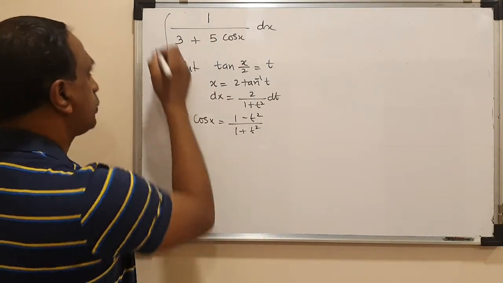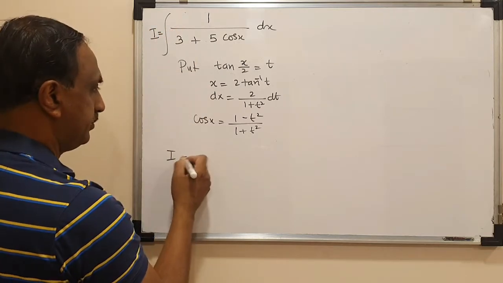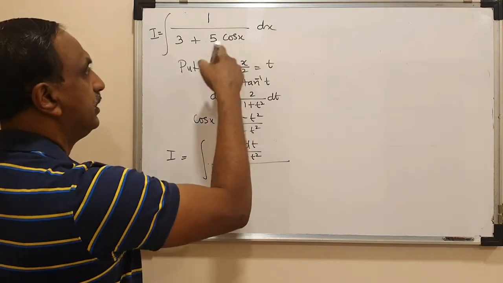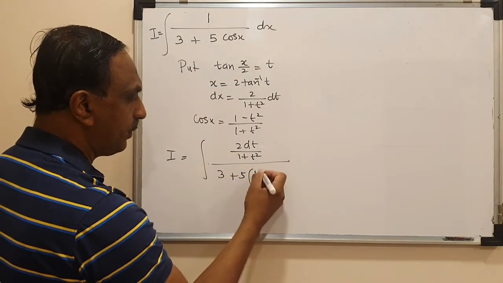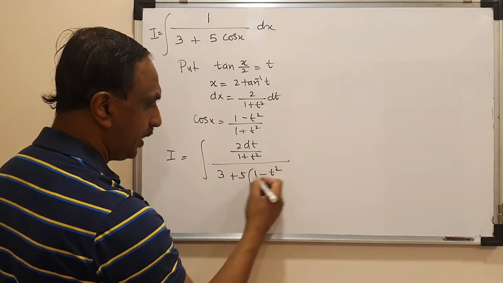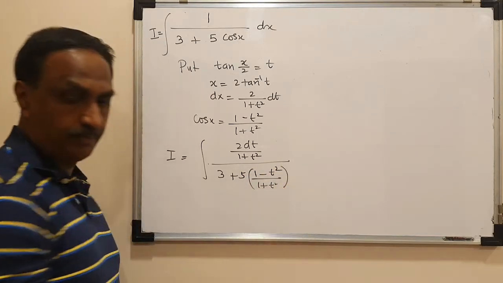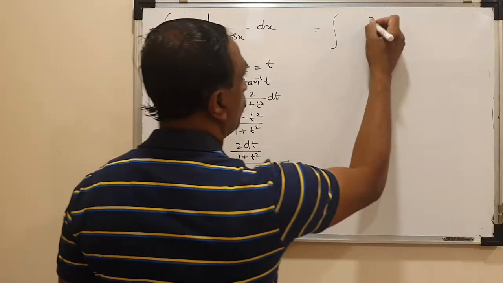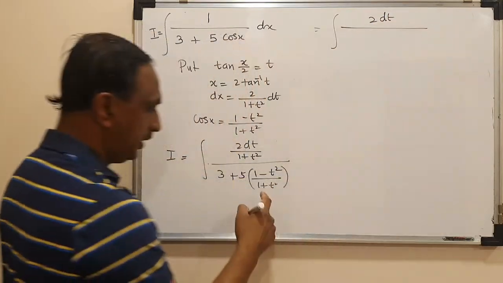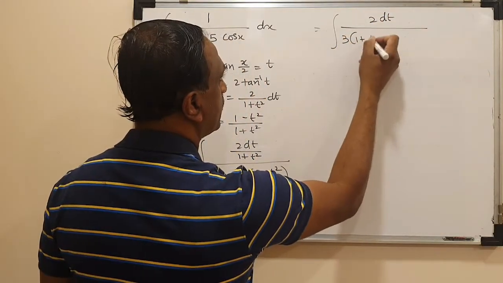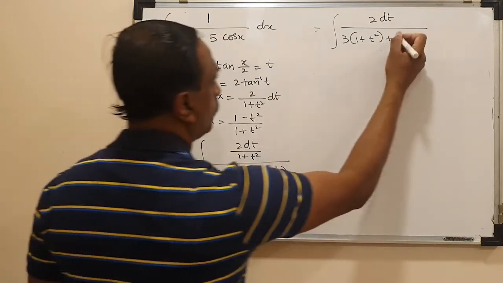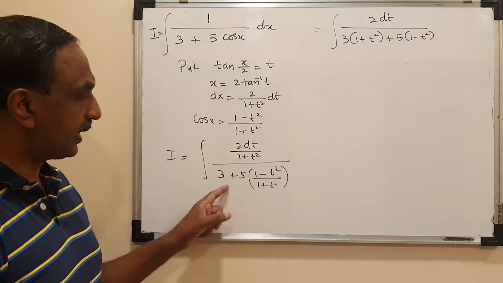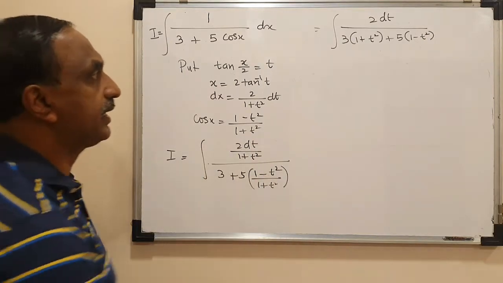Now you can replace it. So the integral I will become 2 dt upon 1 plus t square in place of dx, over 3 plus 5 into 1 minus t square upon 1 plus t square. Now we can take the LCM. When you take the LCM, the numerator will be 2 dt, and the denominator will be 3 into 1 plus t square plus 5 into 1 minus t square. The denominator LCM gets cancelled, so we don't have to write all the steps. You can just directly write the answer.